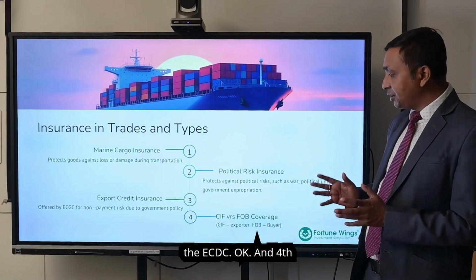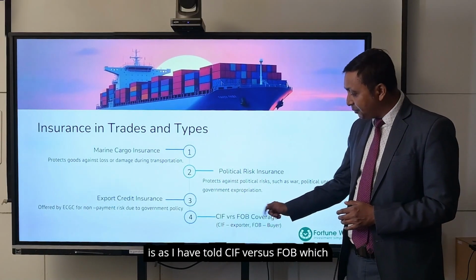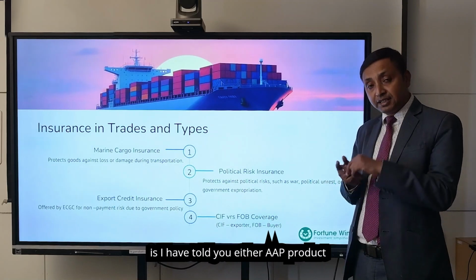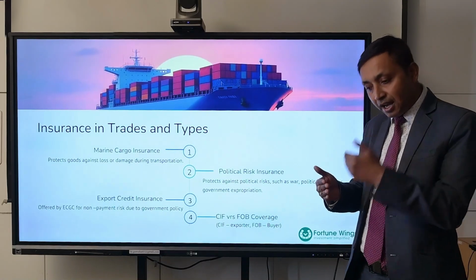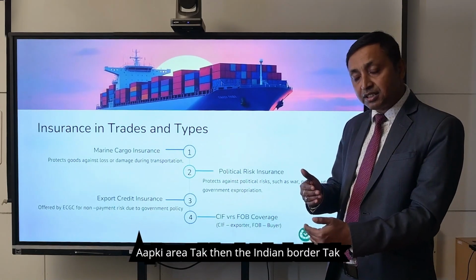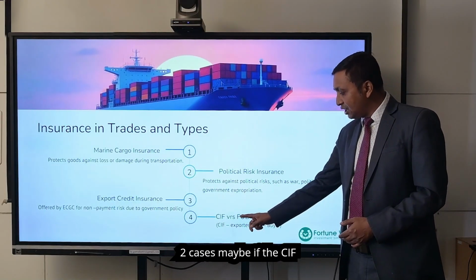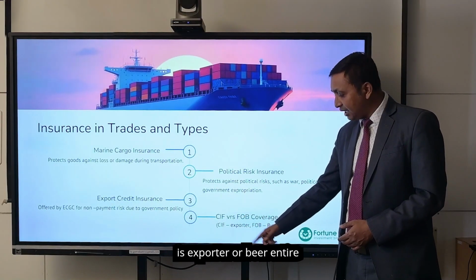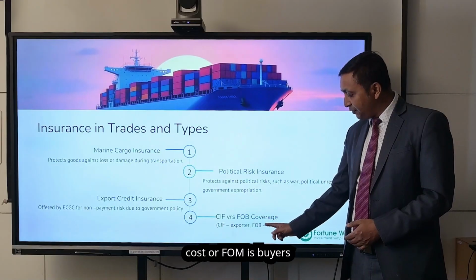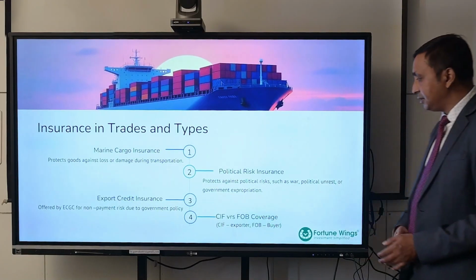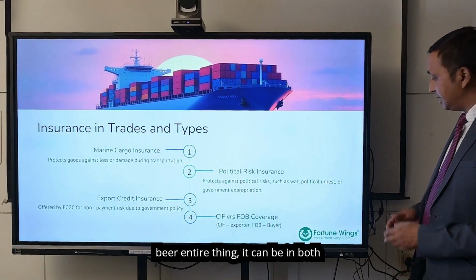Okay, and fourth is, as I've told, CIF versus FOB, which I have told you, either you give the product up to your area, the Indian border, or the foreign destination. In these two cases, CIF means the exporter will bear the entire cost, or FOB means the buyer will bear the entire thing. It can be in both ways.